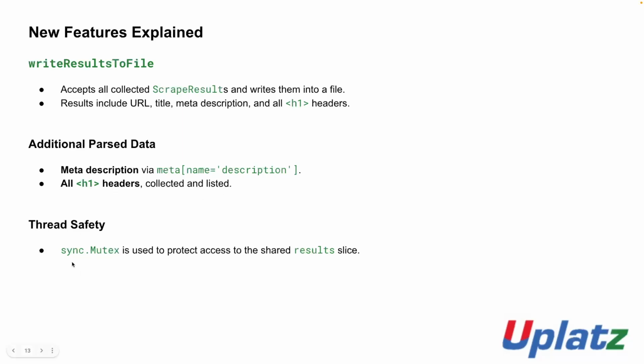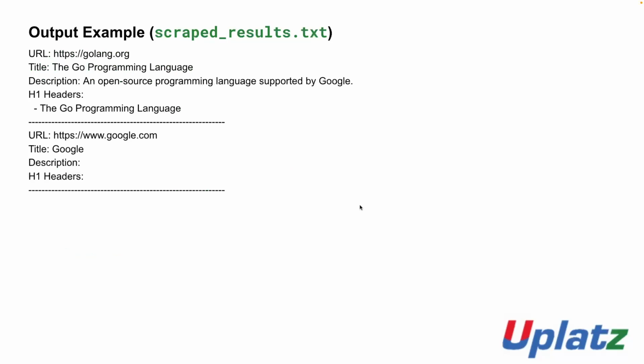And thread safety, so sync.Mutex is used to protect access to the shared results slice. Output example like this. Okay.